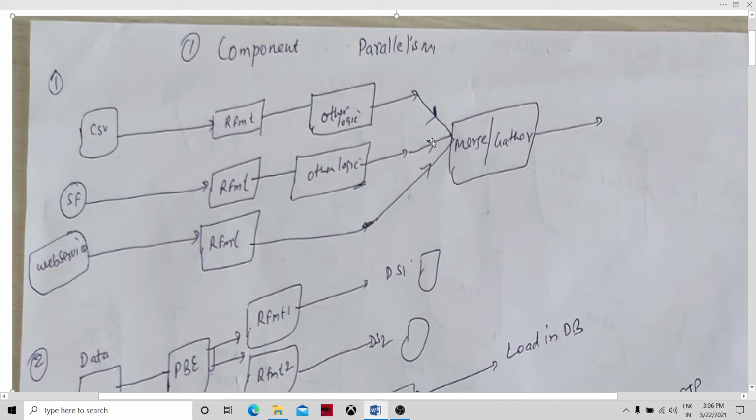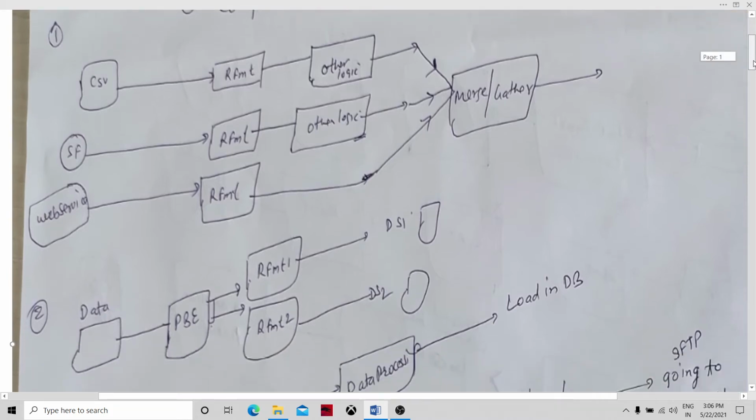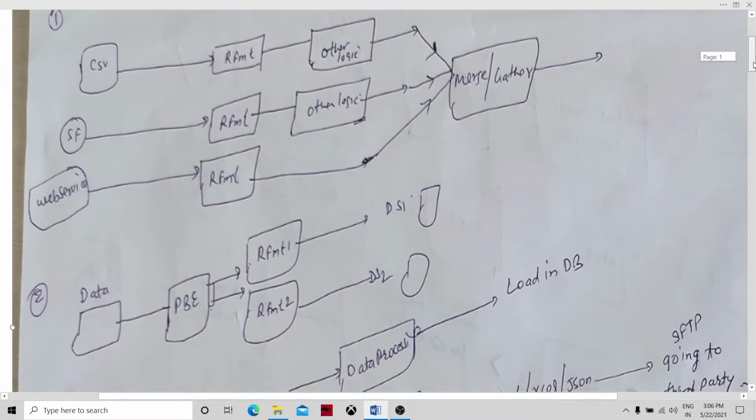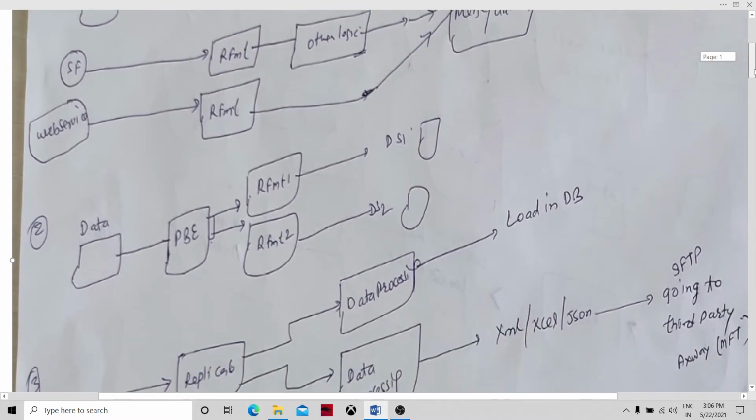The merge component will take the data from these streams, and after the merge component there won't be component parallelism. Before that, we can simultaneously unload the data from various data sources. This is one way. You could relate this use case to your own use cases and maybe compare the things.